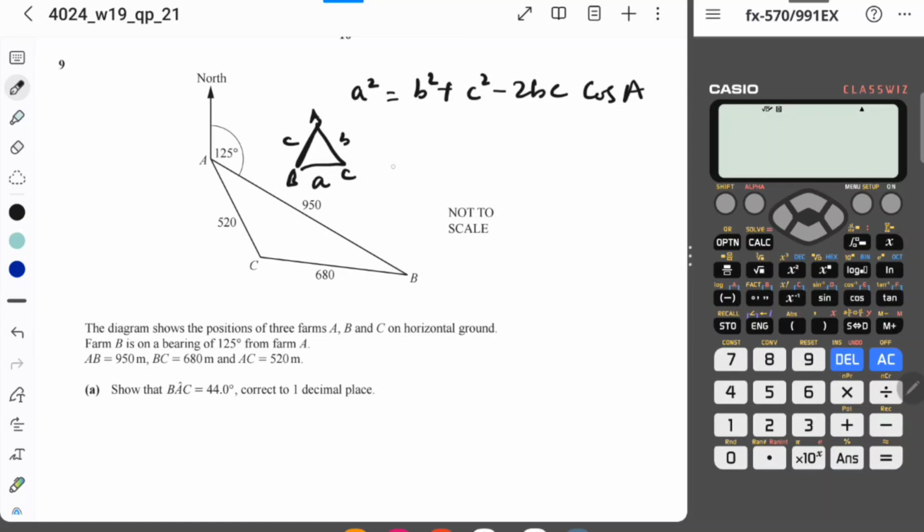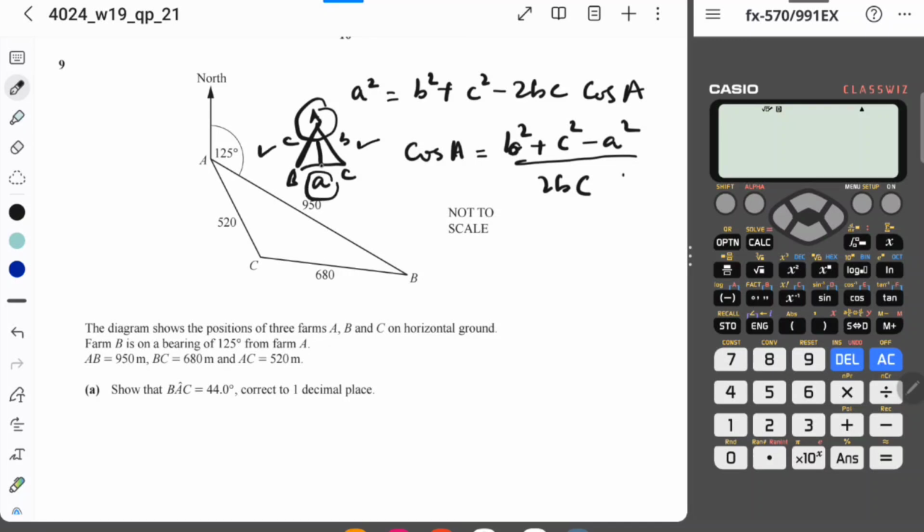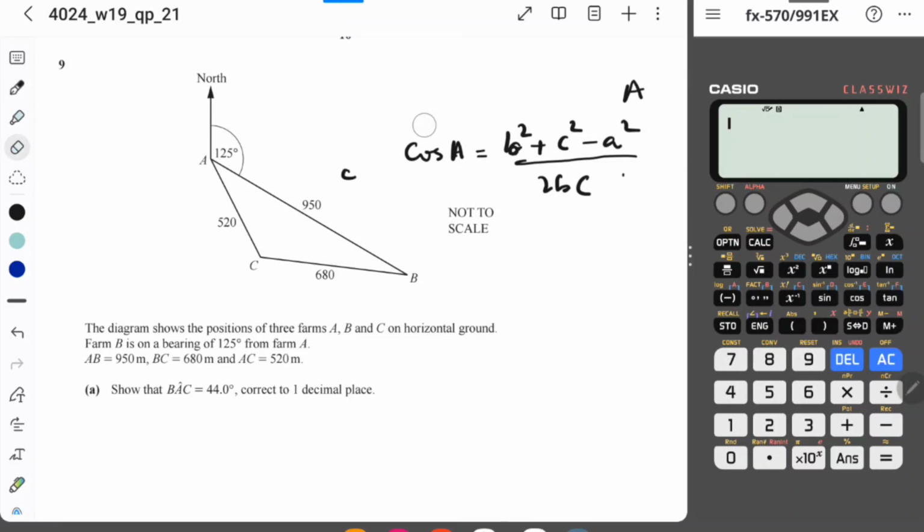So if a square is there, and b is there, and c is there, and any angle is required, for example, cos of a is equals to b square plus c square minus a square upon 2bc. Look, if this angle is required, this square plus this square minus the opposite side square upon 2bc, and then you just see the cos inverse. Okay, I just explained you the non-right angle triangle and the rules for the right angle triangle here.